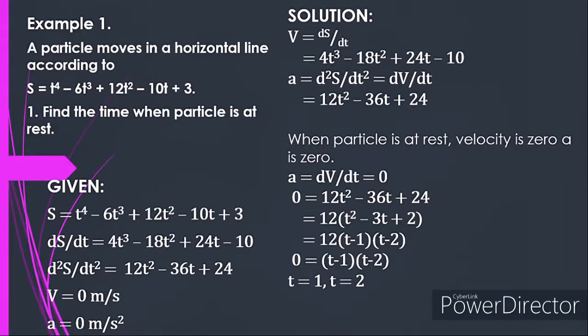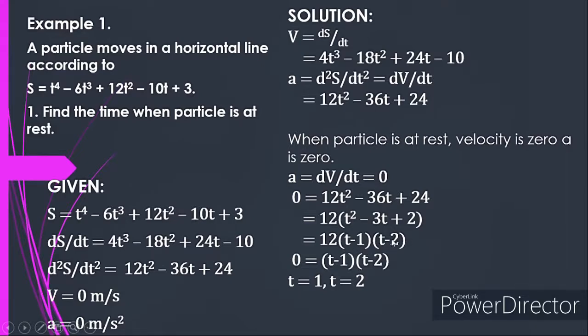Therefore, substitute natin, since 0 sa acceleration, ano ba yung formula ni acceleration in terms of time, di ba? 12t squared minus 36t plus 24. So yan, substitute natin sa acceleration na 0. Factor natin yung equation, 12 times t squared minus 3t plus 2. So na-factor na natin. Then simplify, divide 12, so magiging 0 pa itong kabila, is equals to 12 times t minus 1 times t minus 2.